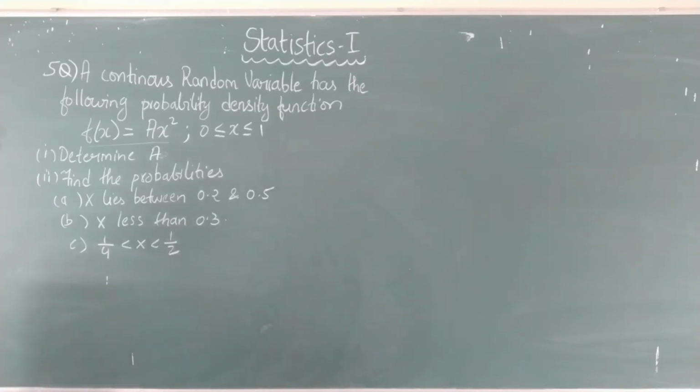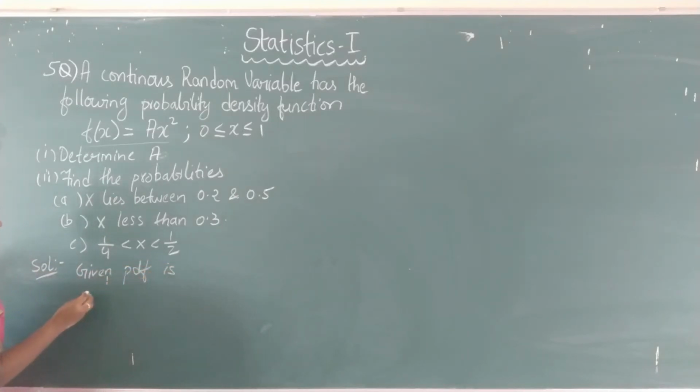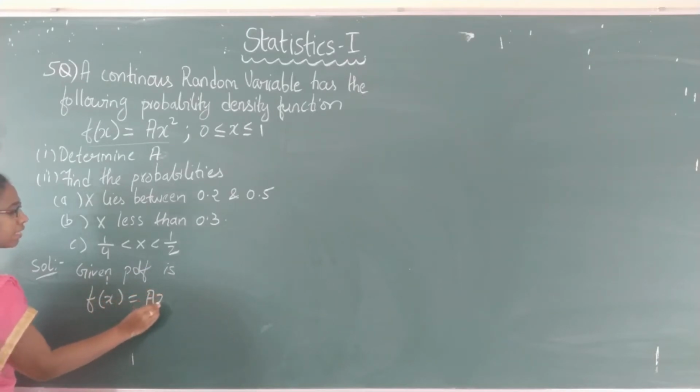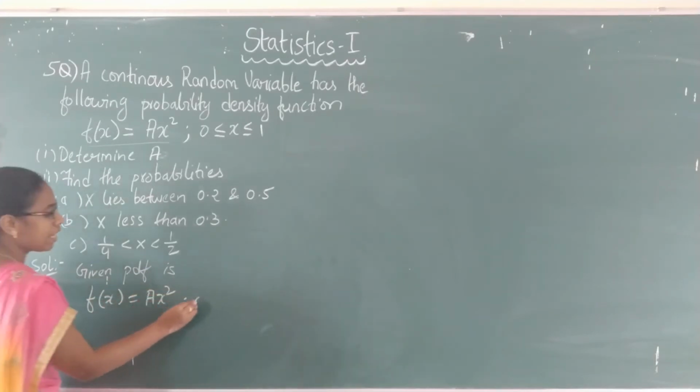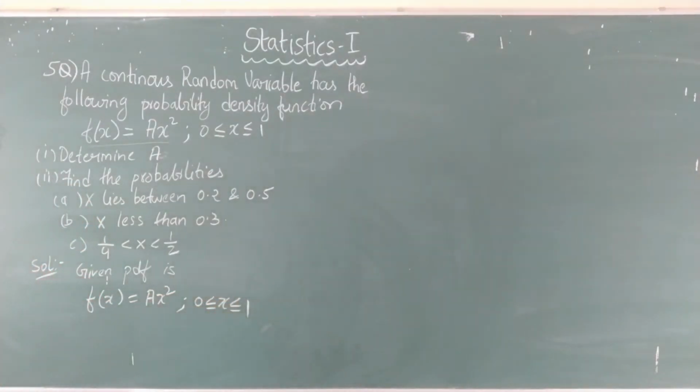So what is the first bit? We have to determine the constant. First write down the PDF. The given PDF is f of x equals ax square, where x lies between 0 and 1. Here we have to determine the constant a. If you have any constant, how do we determine it? By using the definition of PDF.